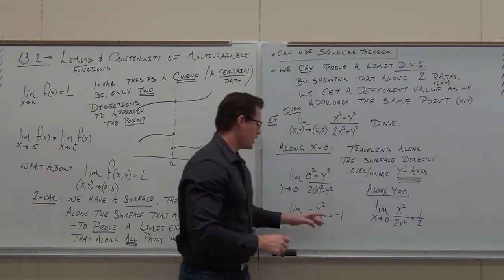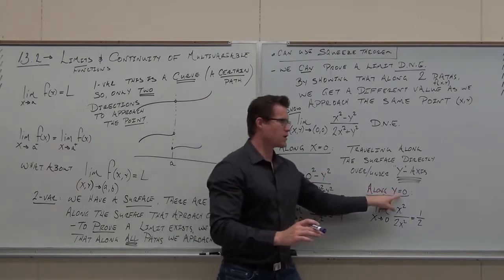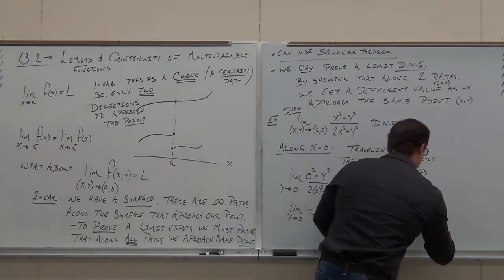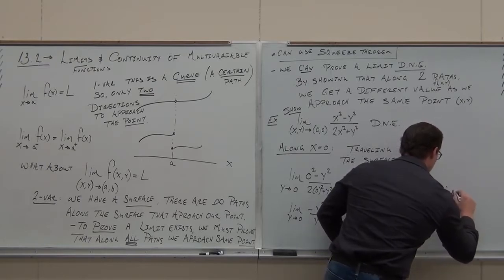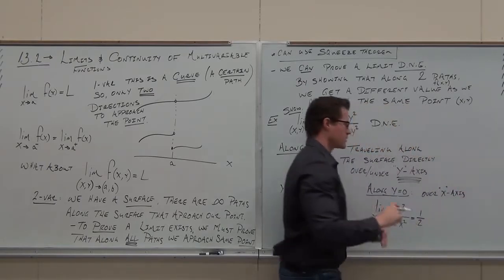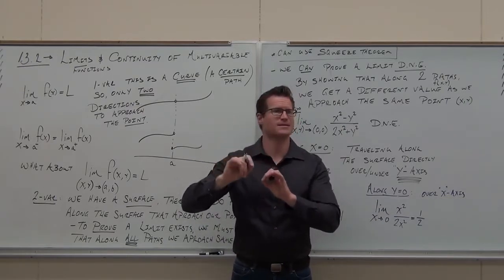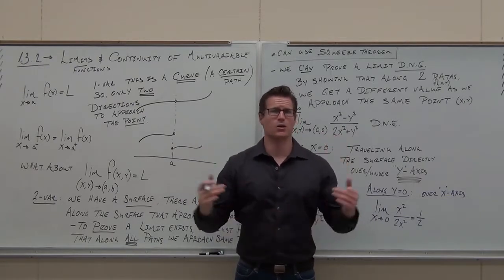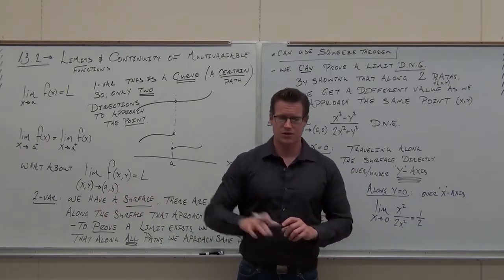So by showing that along two paths, what paths? Right over the y-axis, right over the x-axis. Along those two paths, I have a different value for my surface, and that says the limit does not exist. Because along all paths, we have to come to the same value for our function, or same value for our surface. Show of hands, feel okay with that one?